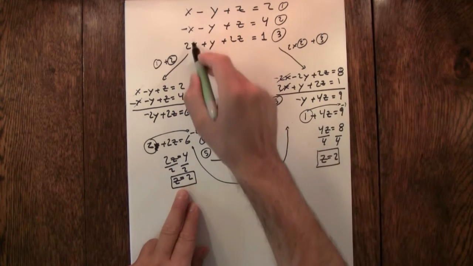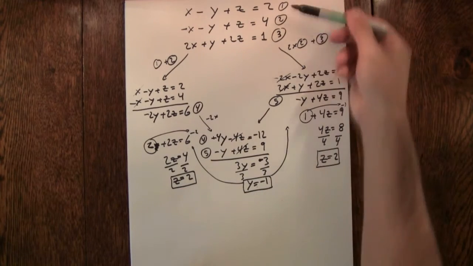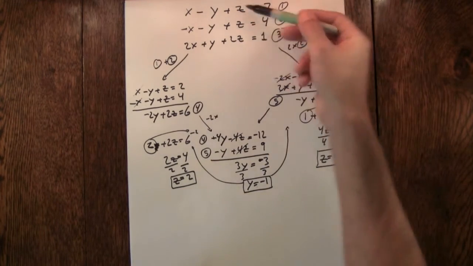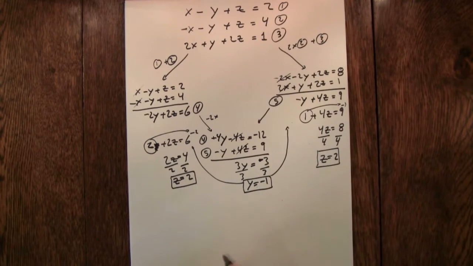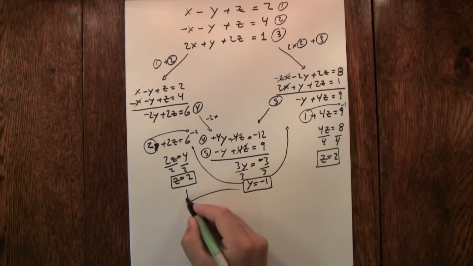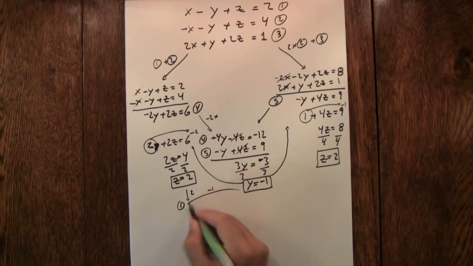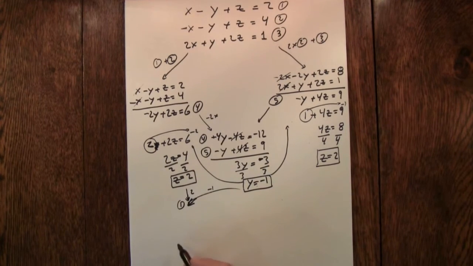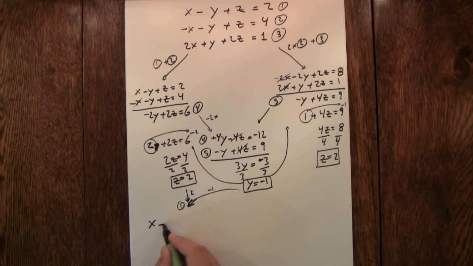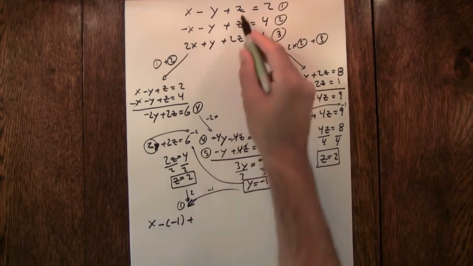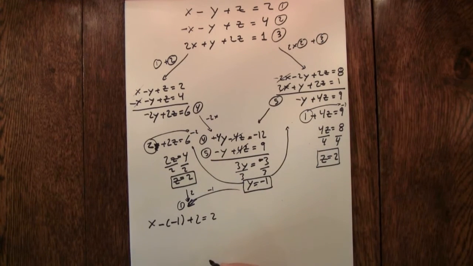Now all I have to do is figure out what the x is, right? So what I'm going to do is pick one of these equations and plug in the values for y and z and find out what the x is. So let's do it for number one, right? Let's plug z is equal to 2 and y is equal to negative 1 in equation 1. So what we end up having is x minus negative 1 plus 2 is equal to 2. Okay. Negative and negative is positive. So it's going to be x plus 1 plus 2, which is 3. So it's going to be x plus 3 is equal to 2. So x is equal to negative 1 when I bring this over, right?